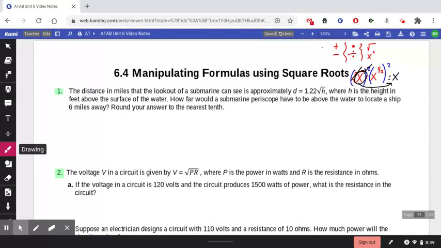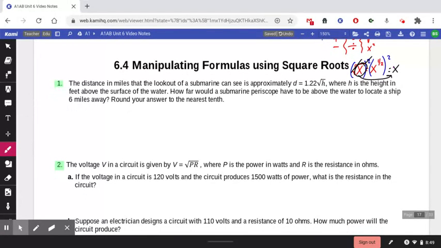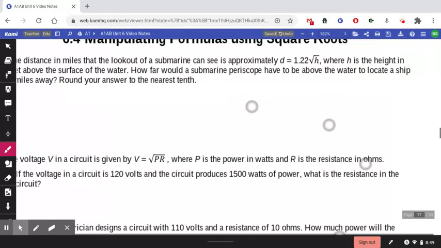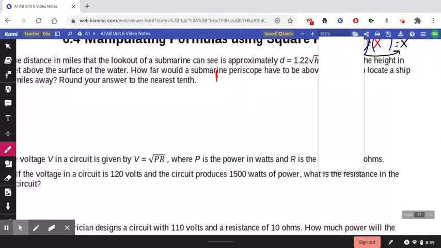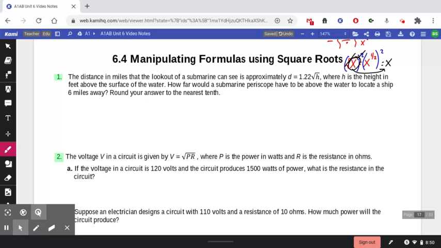Let's take a look at the first one. The distance in miles that the lookout of a submarine can see is approximately given by d is equal to 1.22 times the square root of h, where h is the height in feet above the surface of the water. How far would the periscope have to be in the water to locate a ship 6 miles away? So this is asking d is equal to 6. We're going to solve for h.